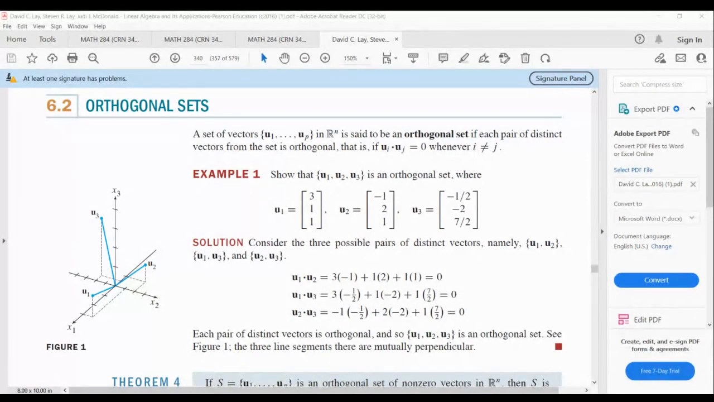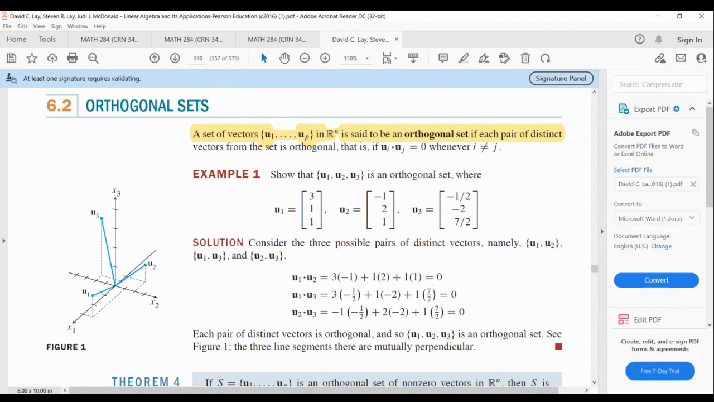All right, orthogonal sets. Orthogonal is a synonym for perpendicular. We have studied in this class different sets of linearly independent vectors. But certainly if you have a set of vectors that are perpendicular to each other, geometrically that's about as linearly independent as you can get, so to speak.